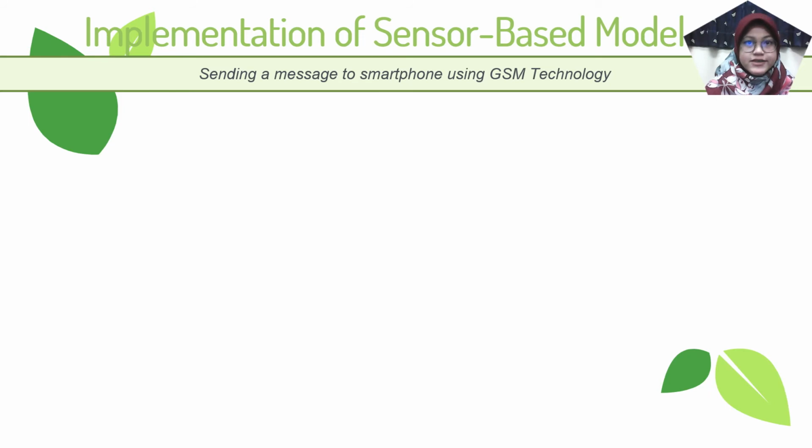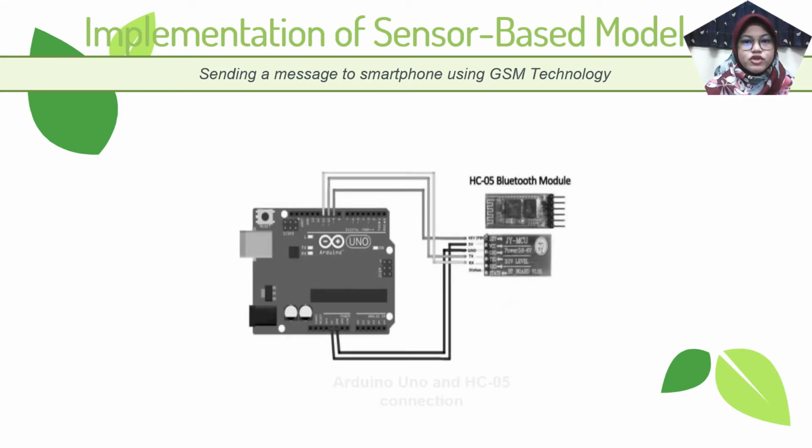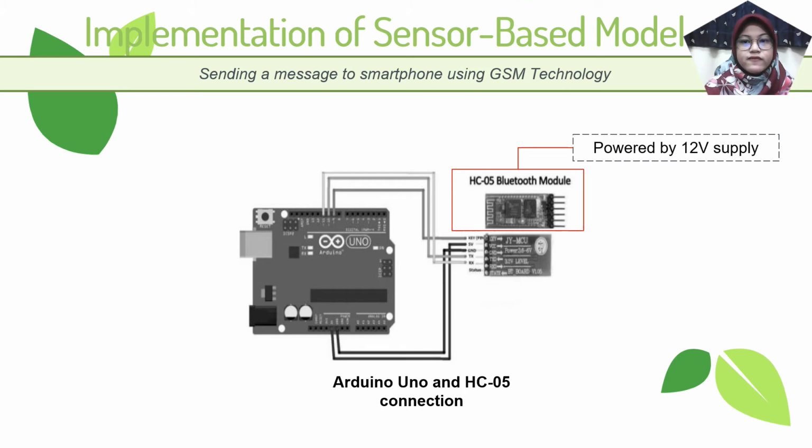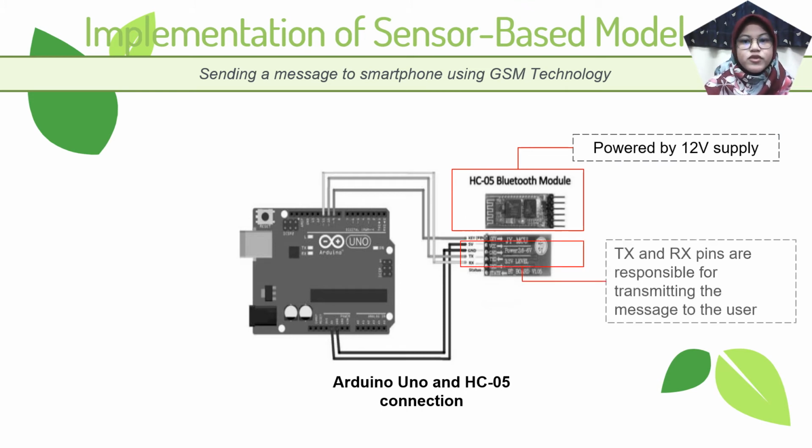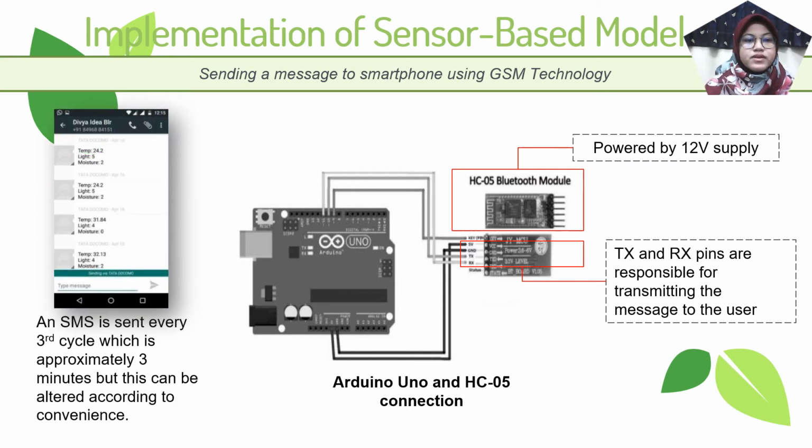Let's move to the GSM technology. The image below shows the Arduino Uno board and HC05 connection. HC05 is a Bluetooth module. This is the image of the HC05 and it is powered by a 12 volt supply. In this component, they also indicate the TX and RX pins that are responsible for transmitting the message to the user. This is an example of a message that was sent by the GSM module. An SMS is sent every third cycle, which is approximately 3 minutes, but this can be altered according to the convenience of the farmers.